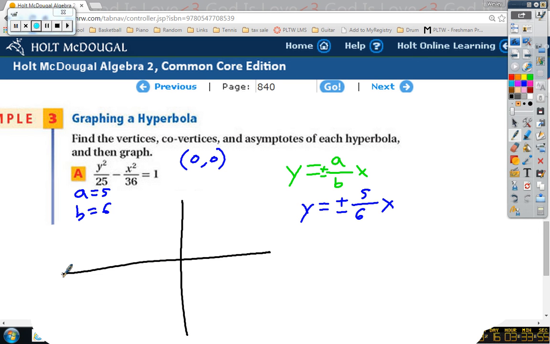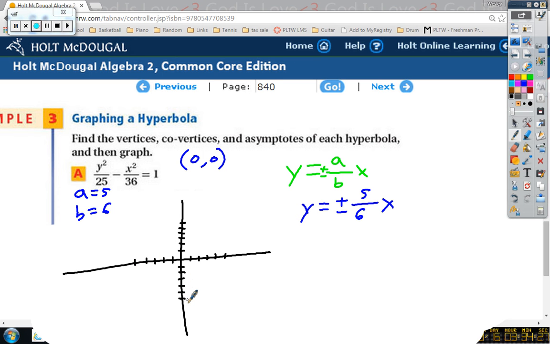Okay, so there's my axis. Well, I need to graph these asymptotes real quick. So I see, all right, plus or minus 5 over 6x. So if it's positive, that means I'm going to go to the right and up. So I'm going to start at 1, 2, 3, 4, 5. And then up 1, 2, 3, 4, 5, 6. 1, 2, 3, 4, 5. 1, 2, 3, 4, 5, 6.